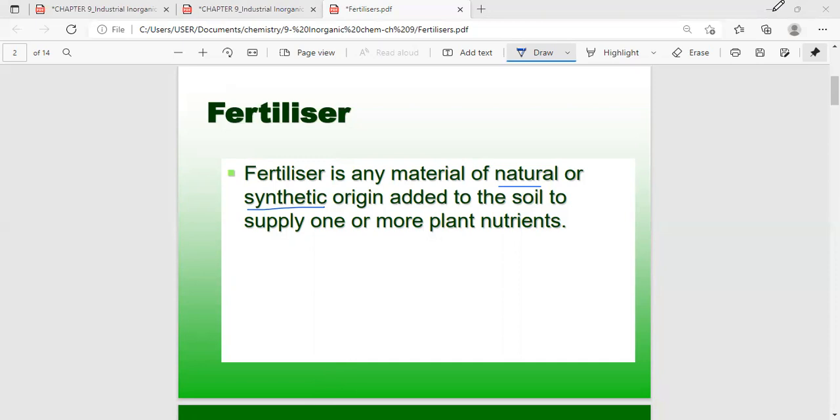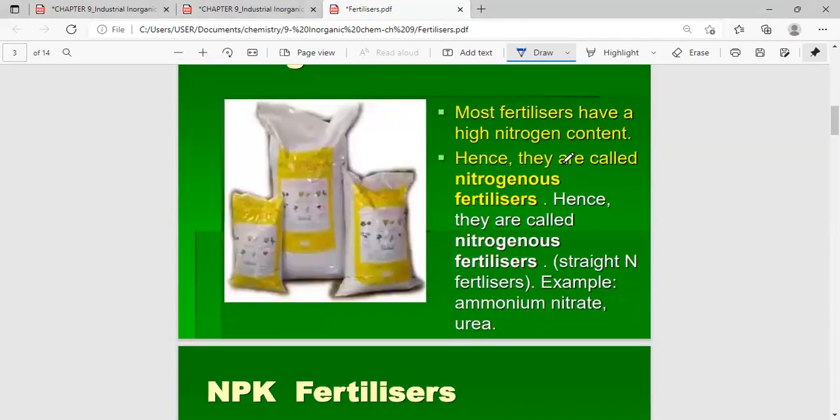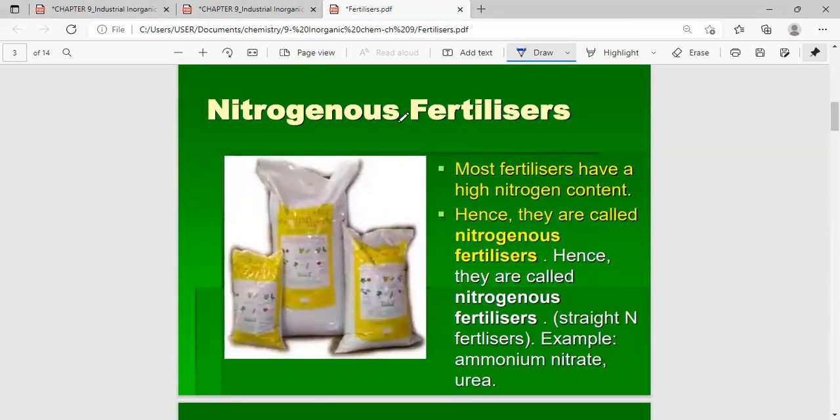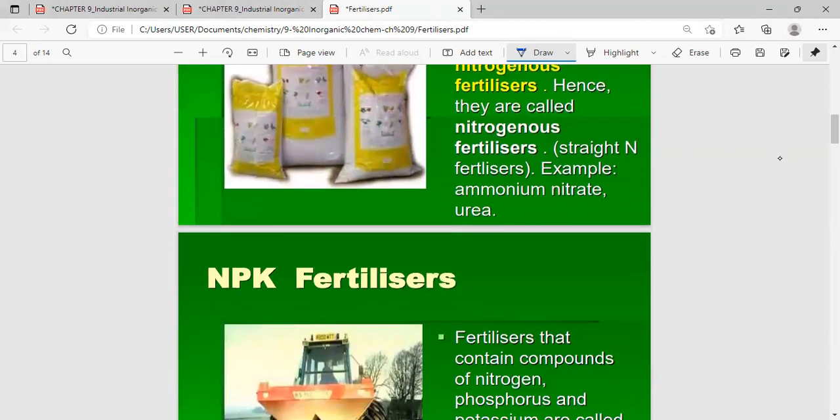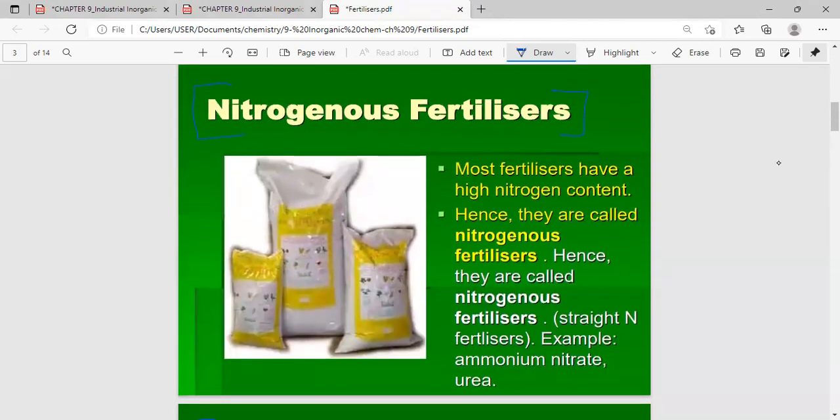Now let's come back to this. So once again, fertilizer is any material which is natural or synthetic, and that is added to the soil to supply one or more of the nutrients. Now, if you look at fertilizers, there are two main types. Of course, there may be many, but in your syllabus you only have these two: the nitrogenous fertilizers, and the NPK fertilizer. Not to worry, quite easy to remember.